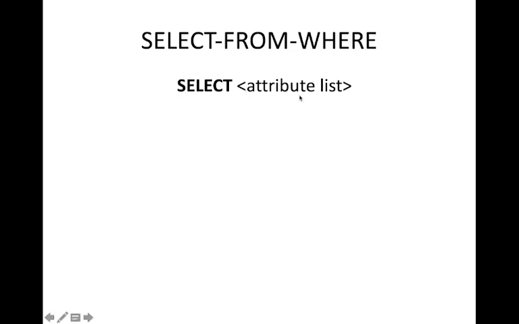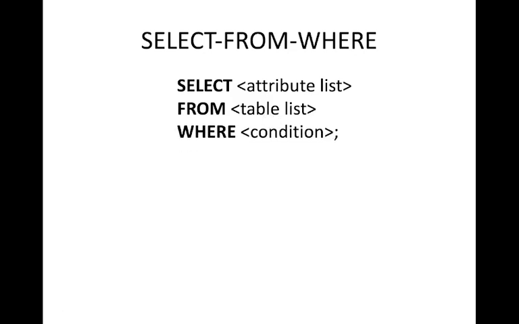Select, and the attribute list will be given. The angle brackets are not actually written; you have to replace the whole thing with a list of attributes, which is all the data you want to retrieve. Then from the table list, or the relations, which tables you require this information from. It may be a single table or multiple tables, separated by commas. Then where, and we state some condition. So this is the general syntax for select-from-where.